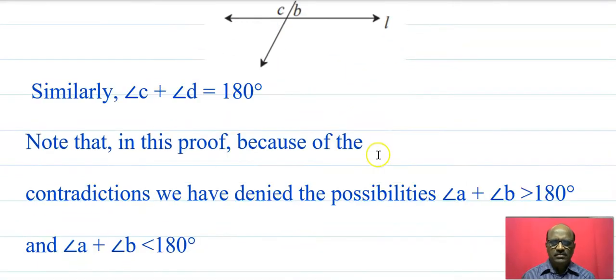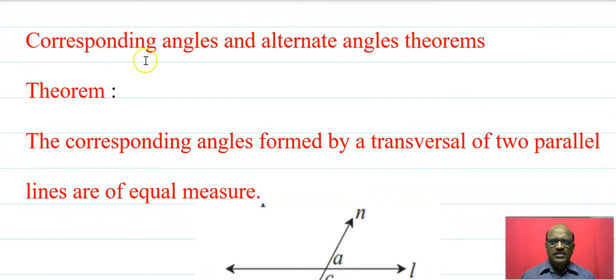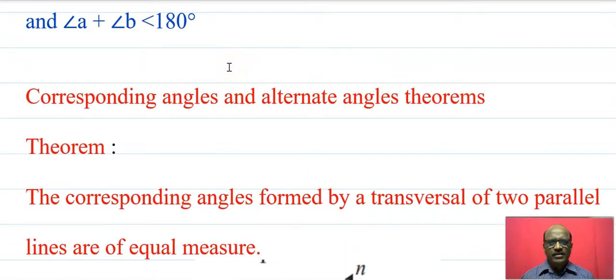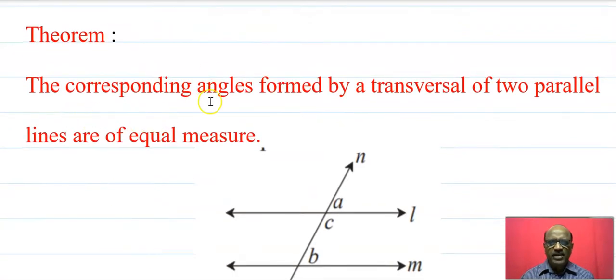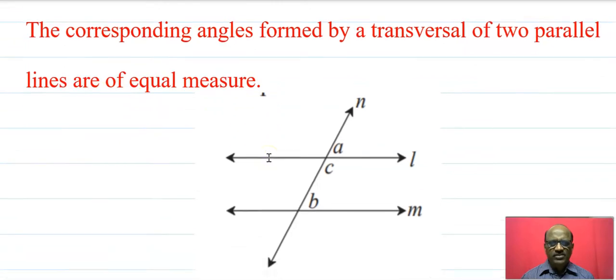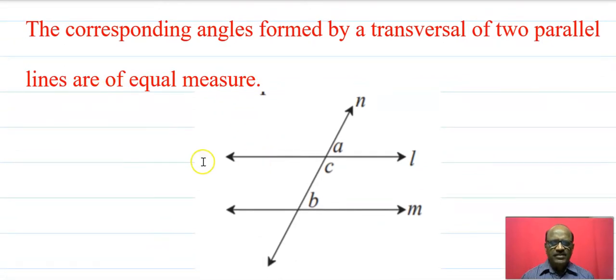Now the next: the corresponding angles and alternate angles theorem. By using this interior angle theorem, the corresponding angles formed by a transversal of two parallel lines are of equal measure. That is, in this figure, line L is parallel to line M, and N is their transversal. The corresponding angles, angle A and angle B, are congruent. This we want to prove.